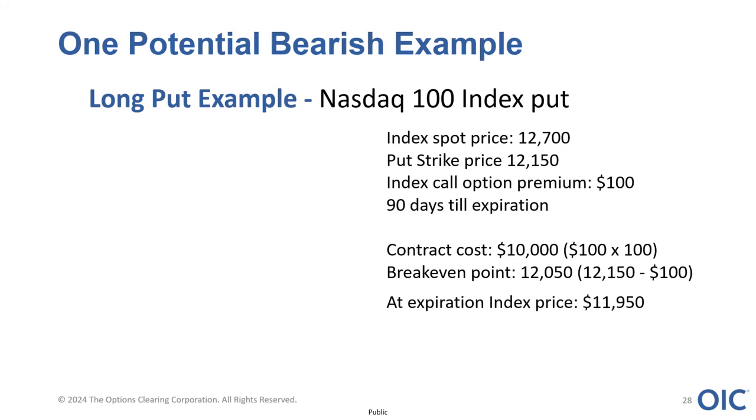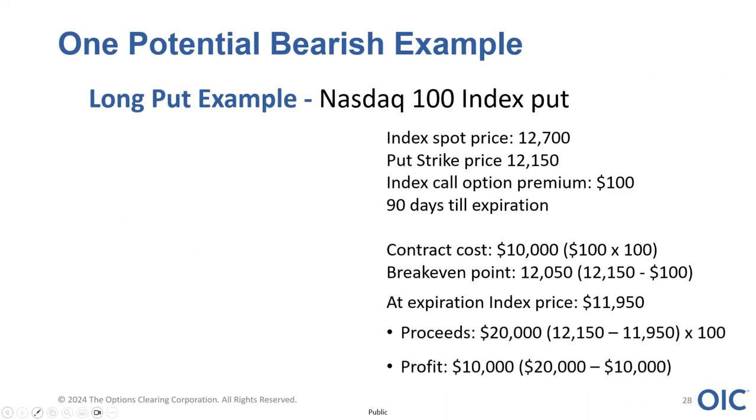Let's pretend at expiration that the index settles at 11,950. In this case, proceeds again are going to be 20 grand. That is 12,150, your strike, minus the settlement price. That gives you the intrinsic value of this option at expiration of 200 times the 100 multiplier to get your notional value of 20 grand.